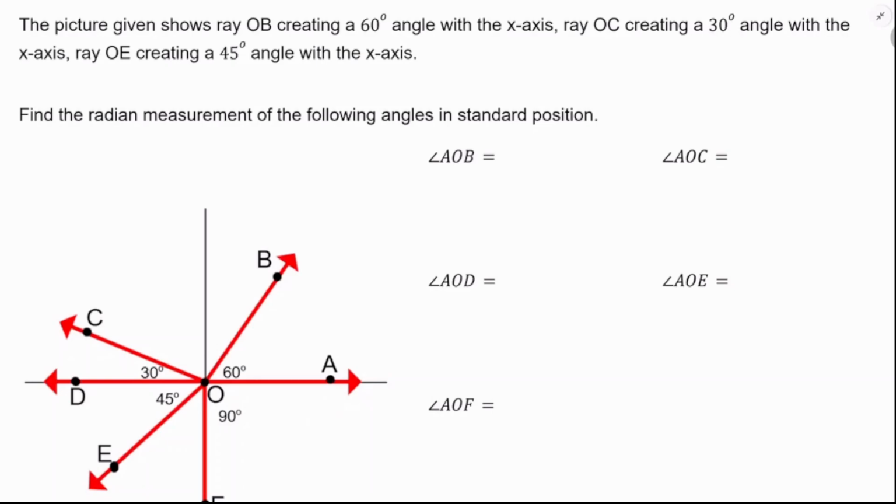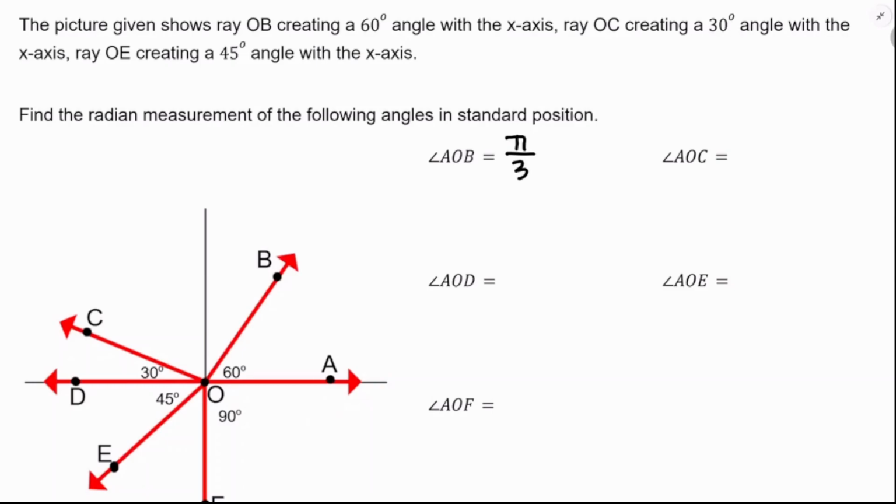I see that too. OE is 45 degrees. Okay. Find the radian measurement of the following angles in standard position. Okay, AOB. That's a 60-degree angle. That's pi over 3 radians. And I think you're supposed to just know that.